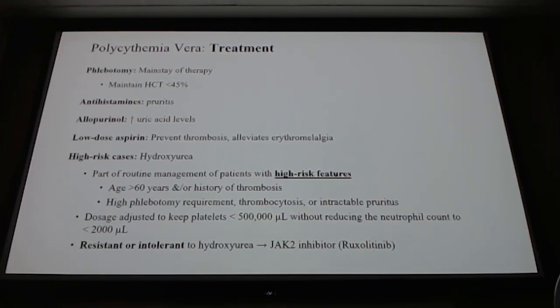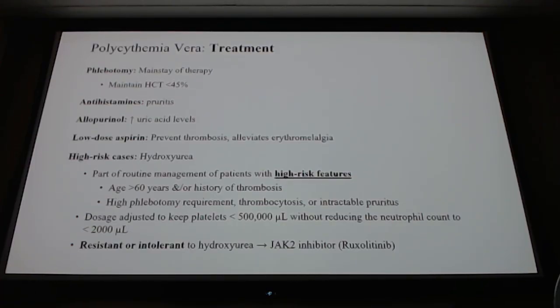High risk cases are going to get hydroxyurea. We've already talked about that, right? You see that a lot in oncology. So that's primarily for our high-risk features, right? So understand the high-risk features: age greater than 60 and or a history of thrombosis, a high phlebotomy requirement, thrombocytosis, intractable pruritus. So think about it, hydroxyurea, it's a chemo drug, it helps the spleen, but what's it actually doing? Suppressing the blood cell lines, the myeloid, so it's decreasing the production of those.